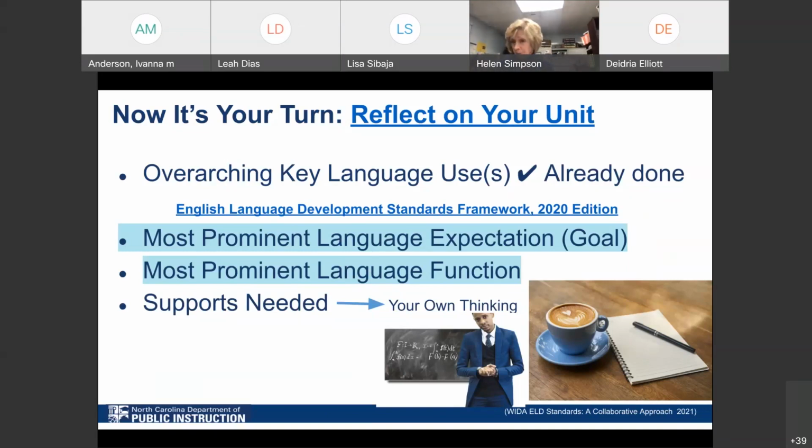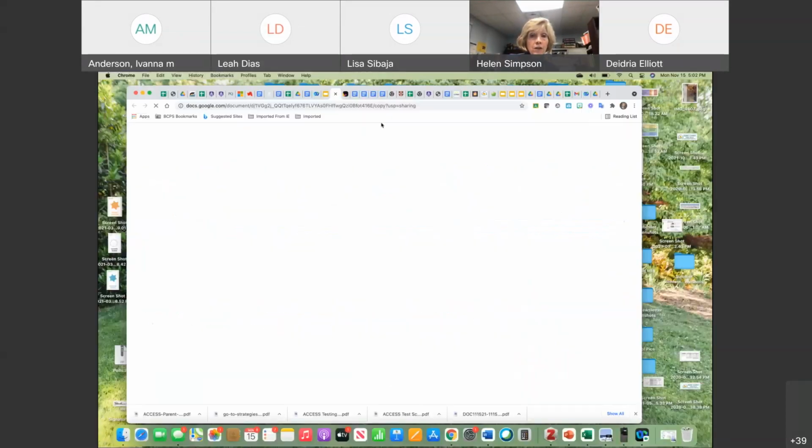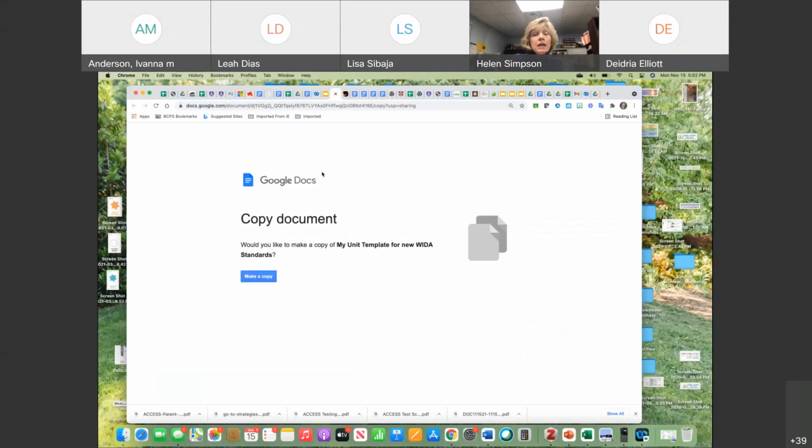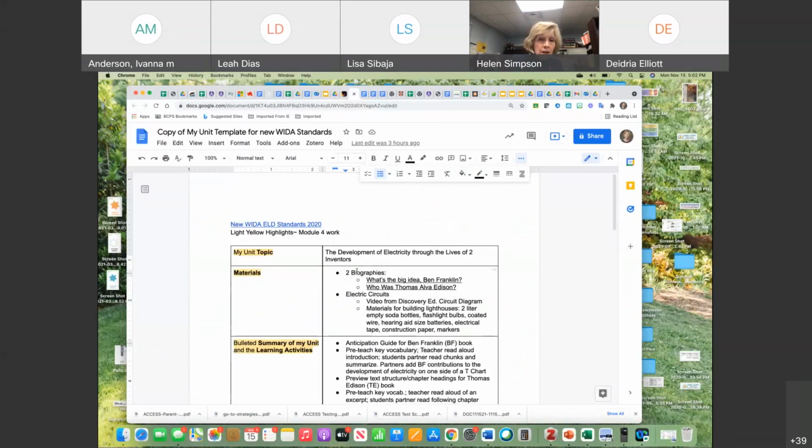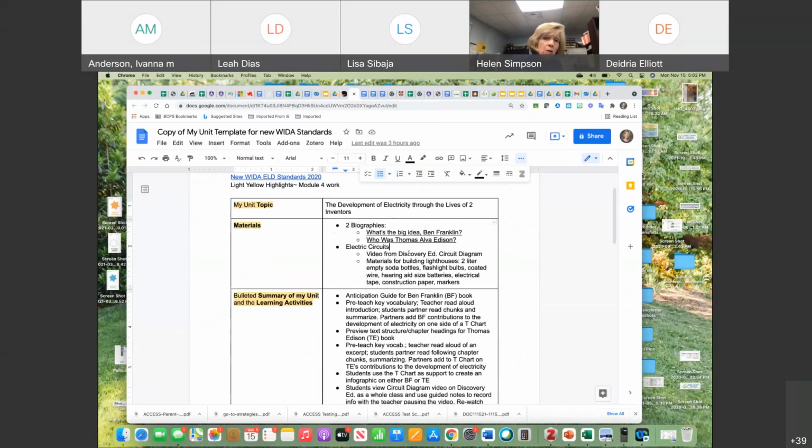And so, there are a couple of things we can do. First of all, when you reflect on your own unit, don't click on this yet, just let me show you, it's gonna prompt you to make a copy of a document. Now, that document will look like this, except this rightmost column is not filled out.